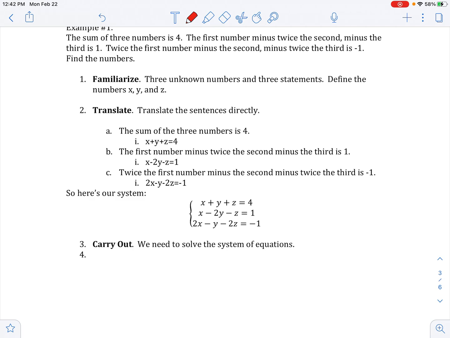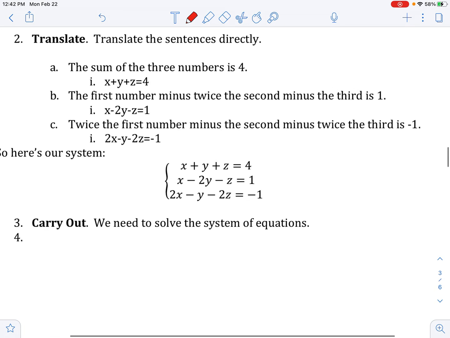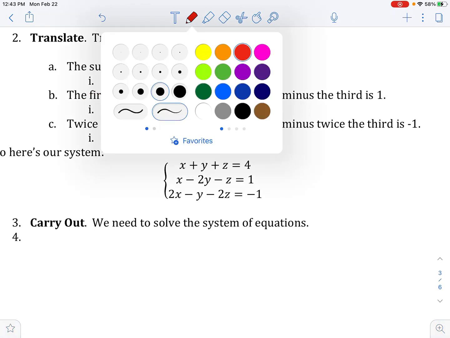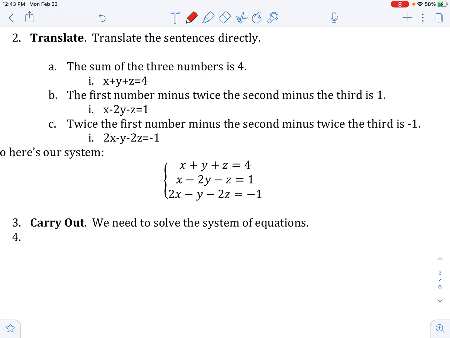All right, so what I've done here is I've taken each sentence and translated it directly into an equation. The sum of the three numbers is 4. So we're going to use the variables x, y, and z to represent our three numbers. x plus y plus z equals 4. The first number minus twice the second minus the third is 1. So the first number we know is x, and then minus twice the second number, that's minus 2y, minus the third, which is z, is 1. So we have x minus 2y minus z equals 1.